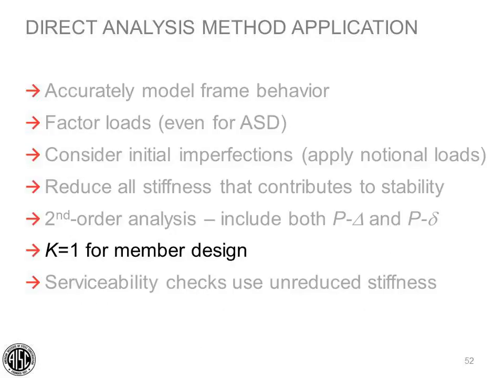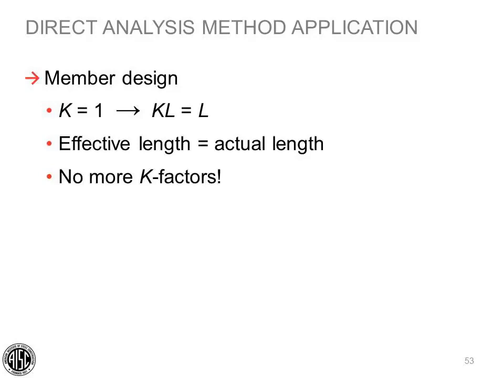Next step, K equals 1 for all member design. In all the design equations that have a K factor, K equals 1, and KL is just equal to L, which means that the effective length is always equal to the actual member length. No more K factor, which is good because K factors are often applied incorrectly. I'll show an example later in which the K factors are often incorrect.